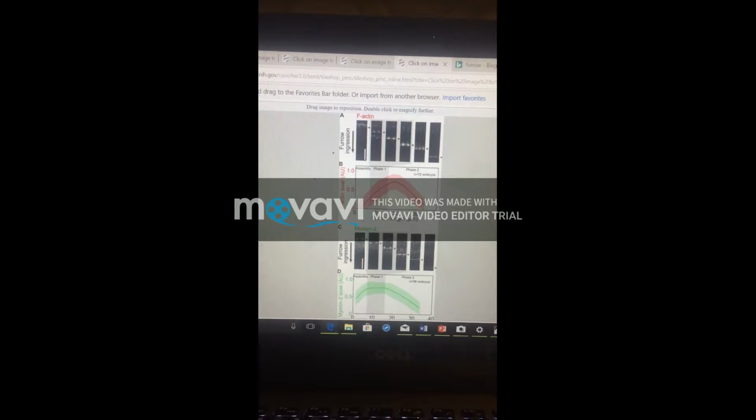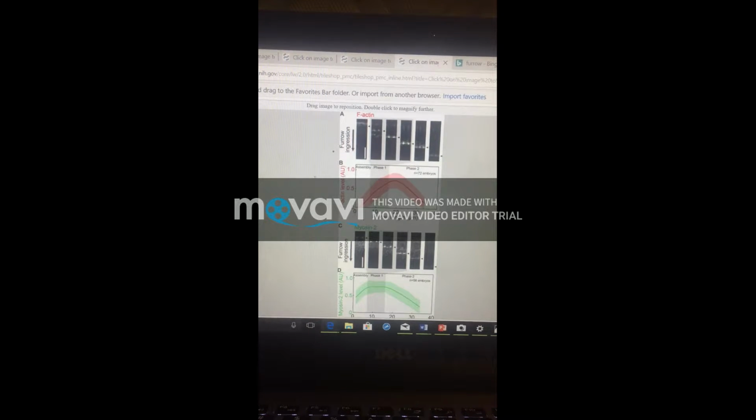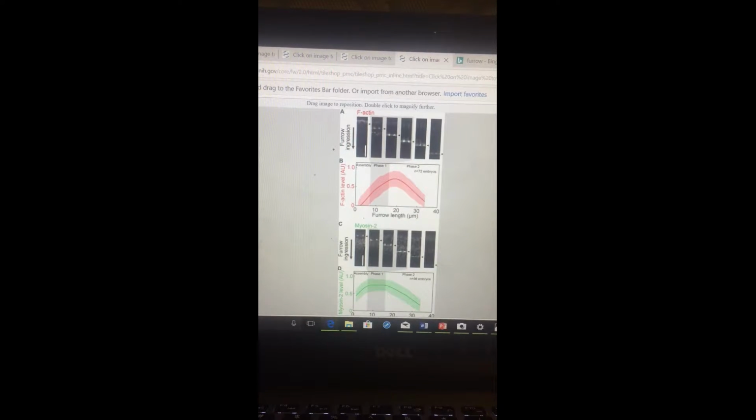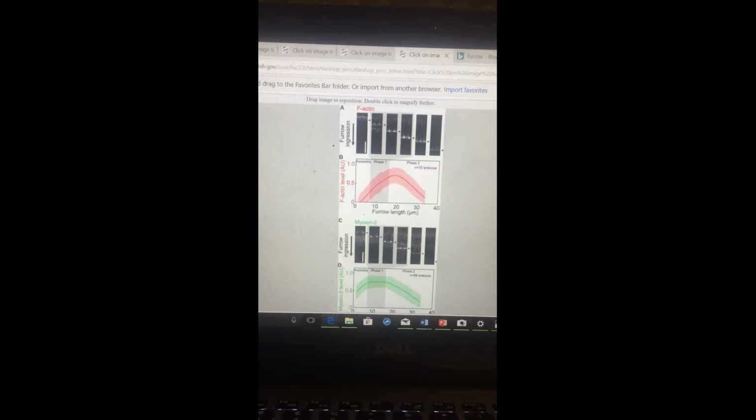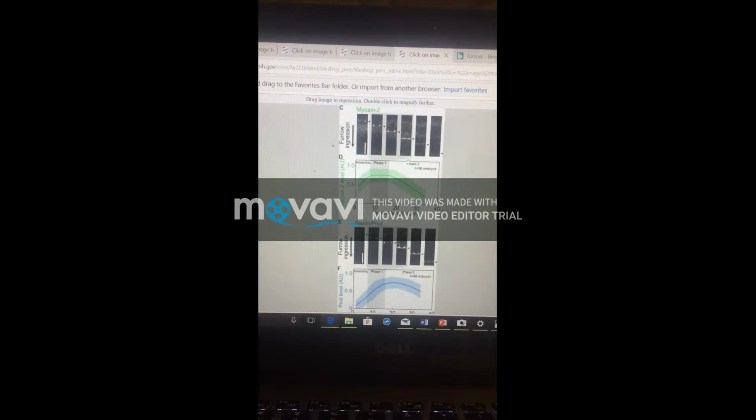Figure 2A shows F-actin stained furrows. B shows that as the furrow length increases, F-actin levels will increase from assembly to phase 1 and then begin to decrease at phase 2. C then shows myosin stained furrows. D then shows that as furrow length increases, myosin will also increase from assembly to phase 1 and then begin to decrease at phase 2.